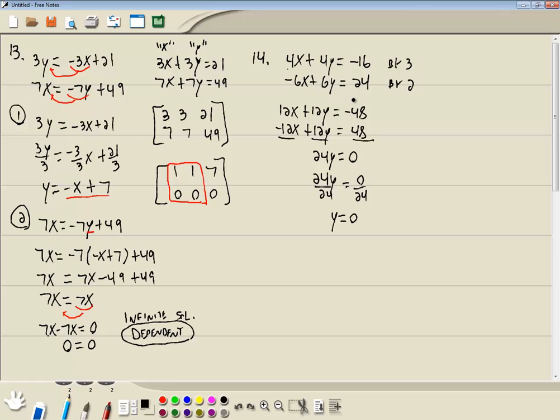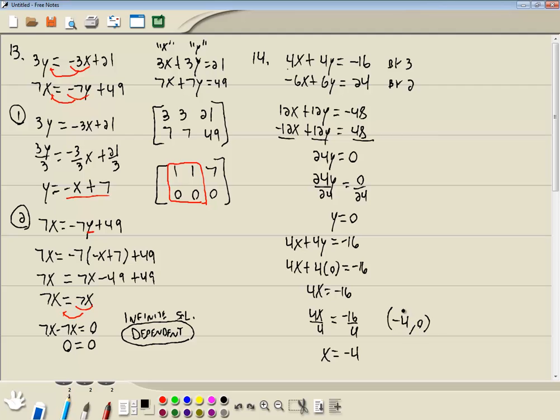Now we want to plug that in one of the other equations, or plug it in any equation and solve for the other variable. So I got 4x plus 4y is equal to negative 16. We said the y is 0, so put 0 in for the y. 4 times 0 drops away, and we got 4x is equal to negative 16. Divide both sides by 4. Then you get x is equal to negative 4. So our answer would be negative 4, 0.